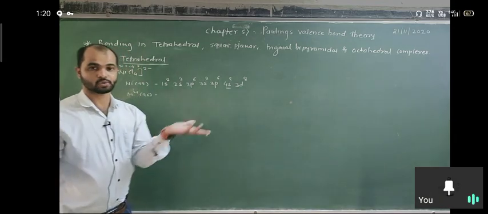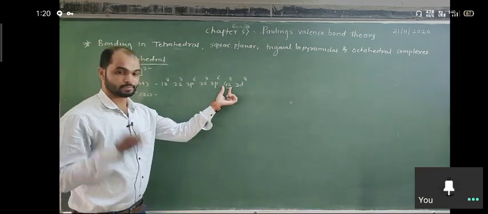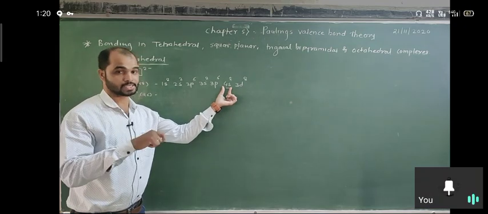Okay, you know the Slater rules and all. Okay, so first of all remove the electrons from 4s, not from the 3d.